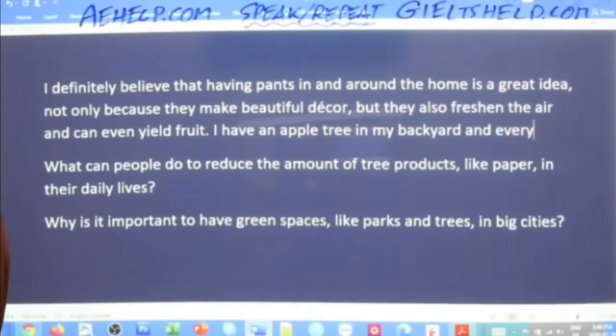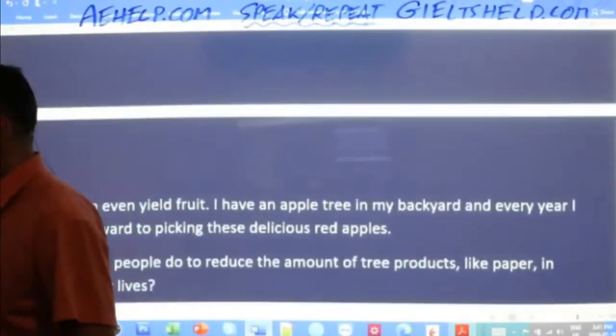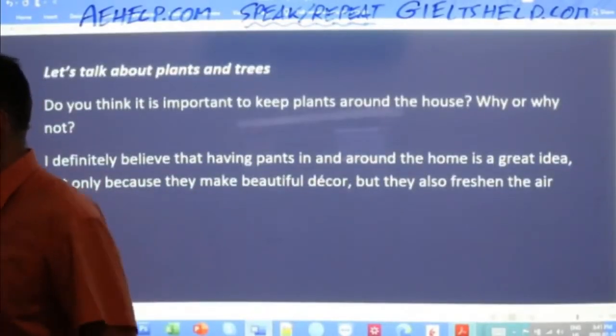and every year I look forward to picking these delicious red apples. All right. So there is my answer.